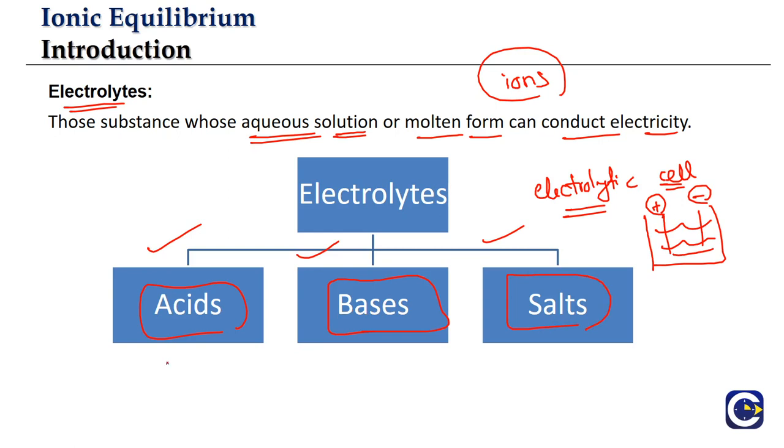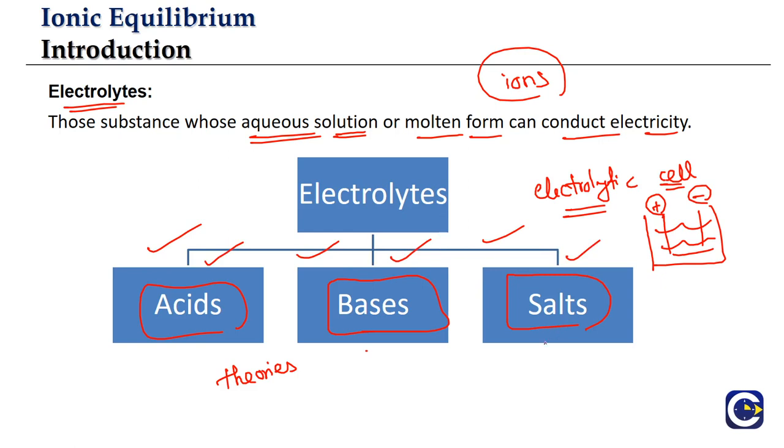Now what is the basis on which we will call substances acids? What is the basis on which we will call substances bases? What is the basis on which we will call substances salts? We will learn about this in the further videos of the chapter. We will have theories that try to explain how we can classify substances into acids, how we can classify substances into bases, and what the salts will be.